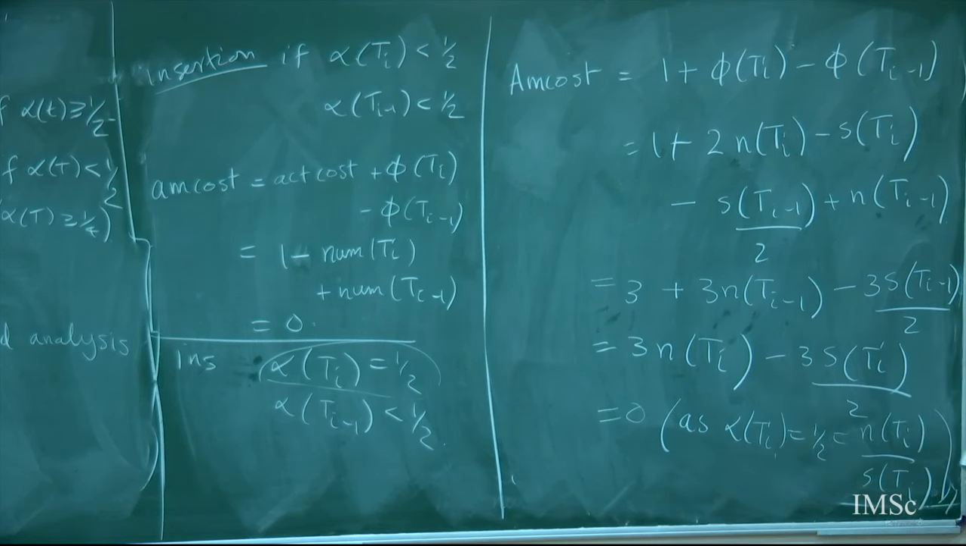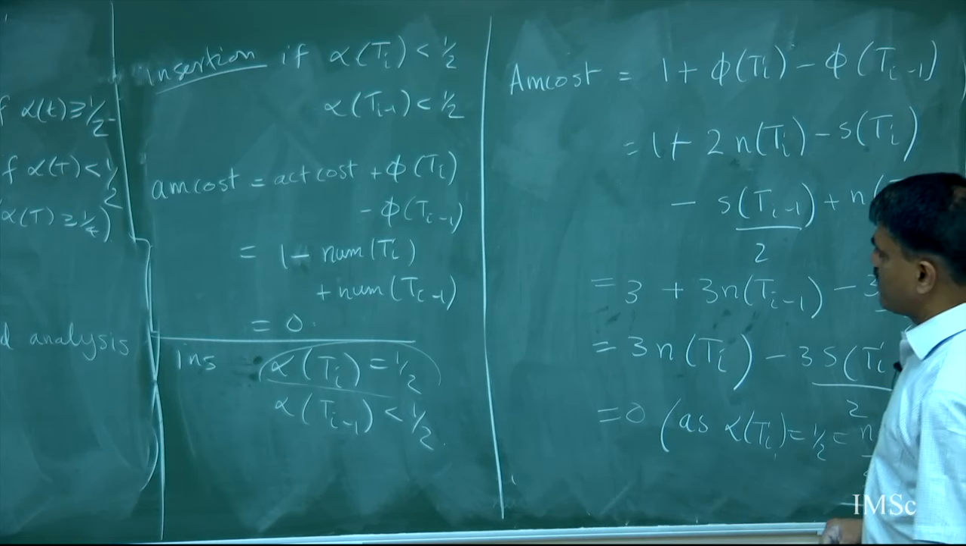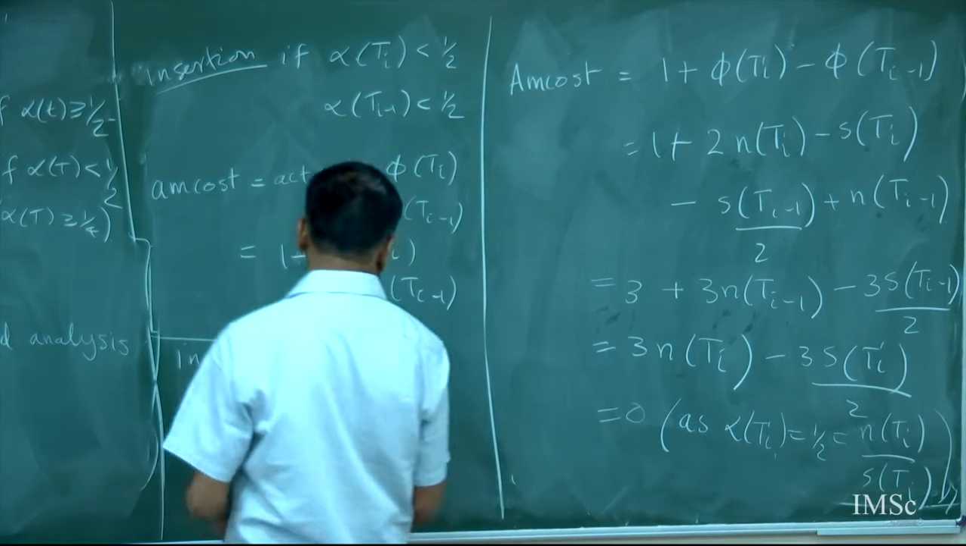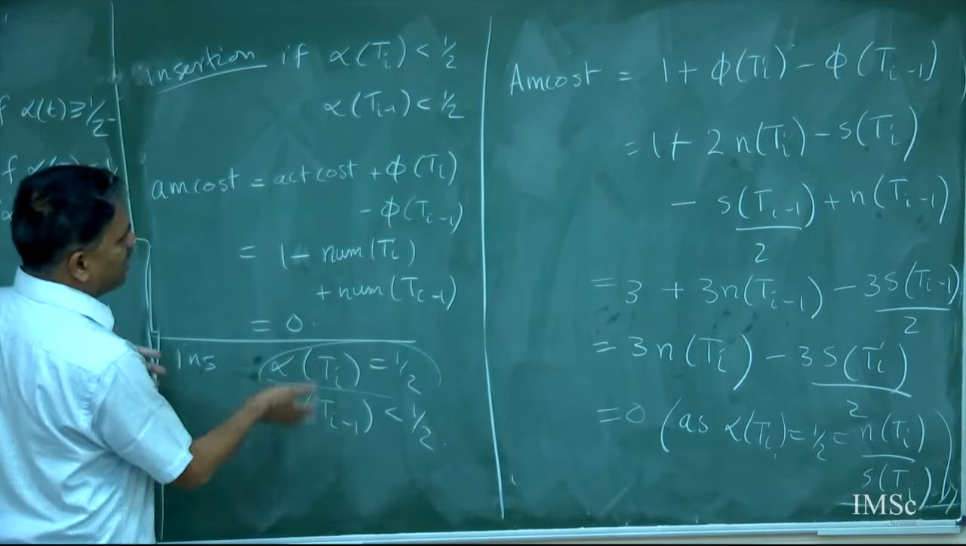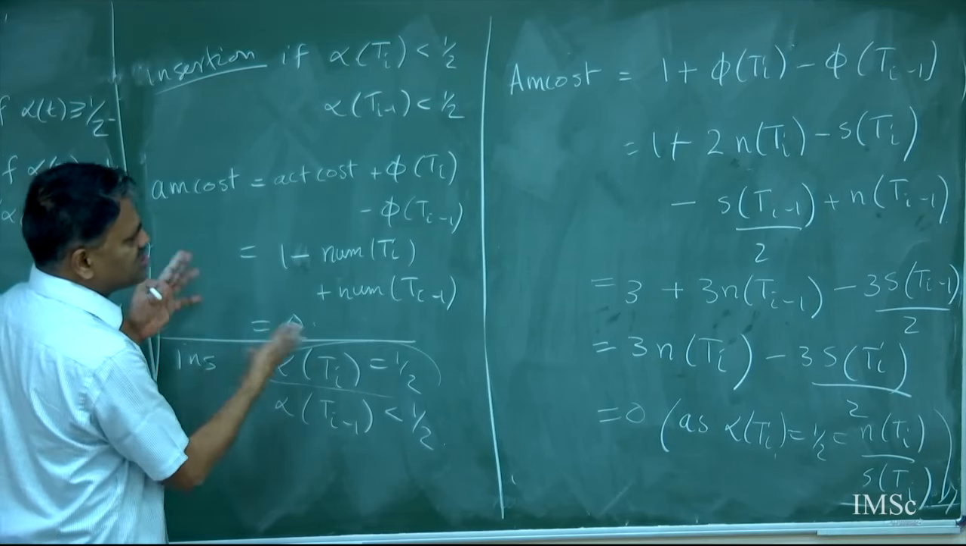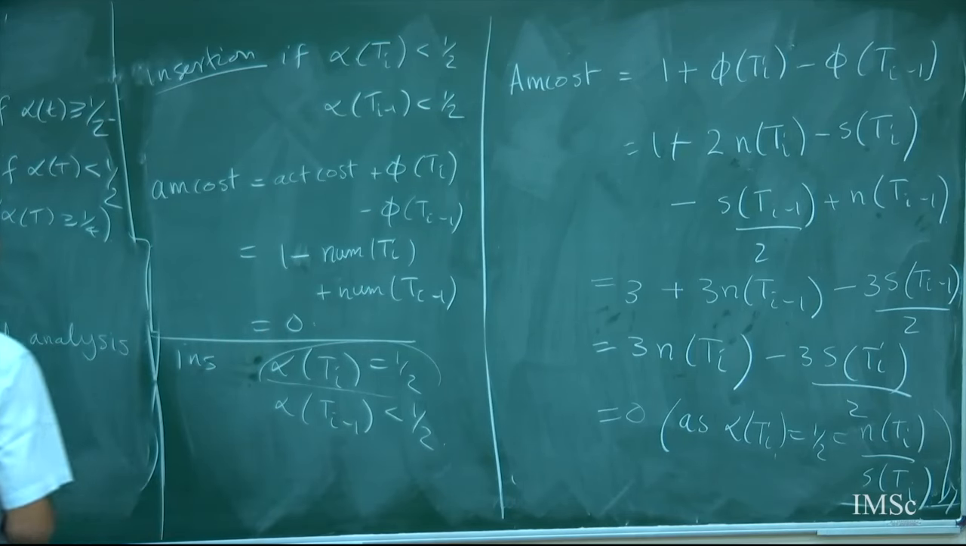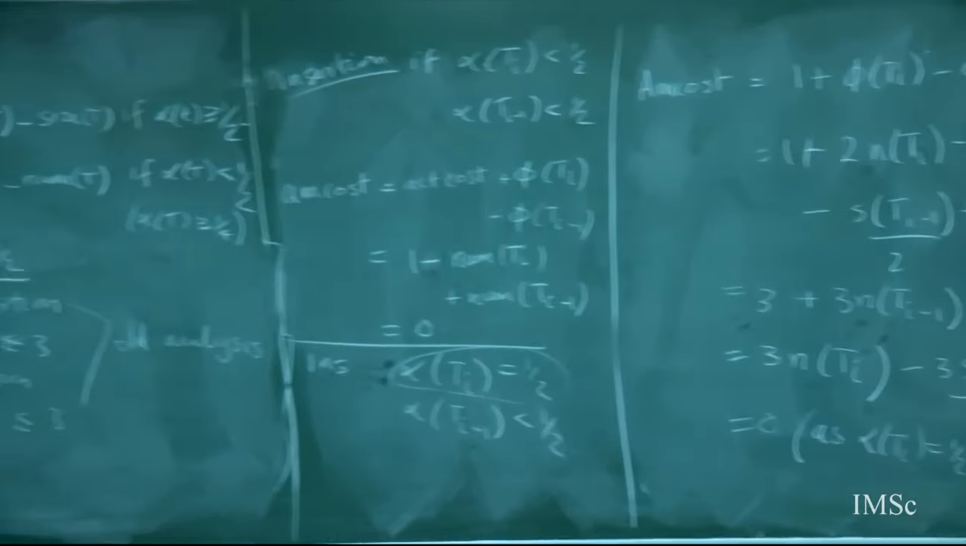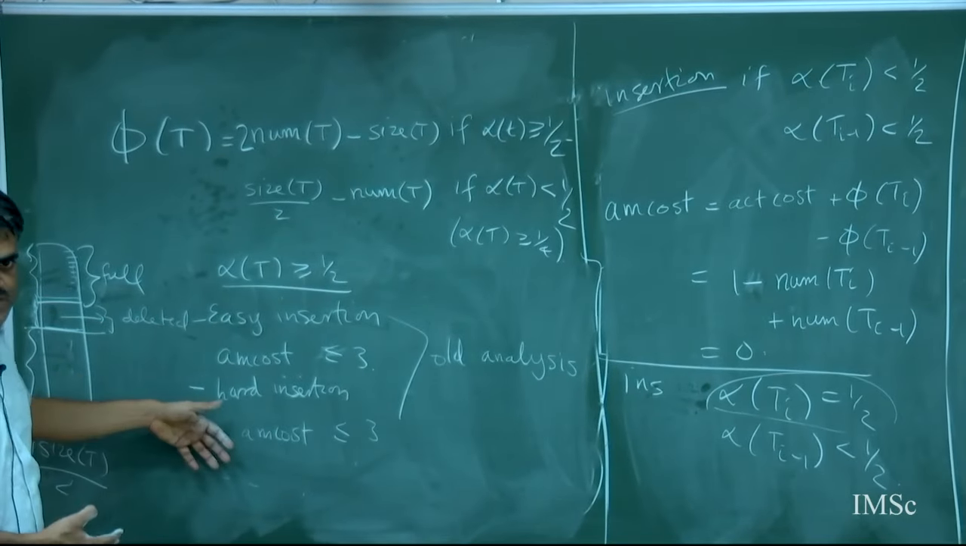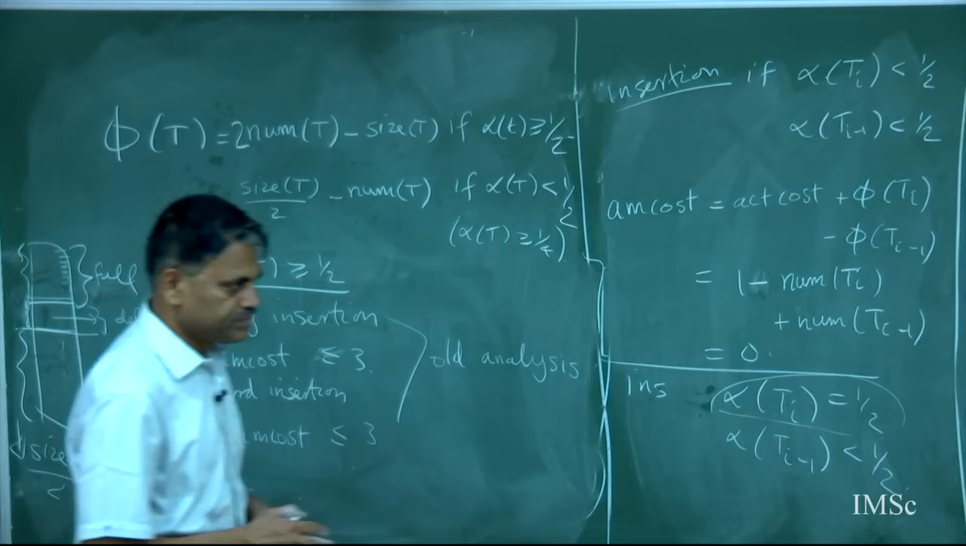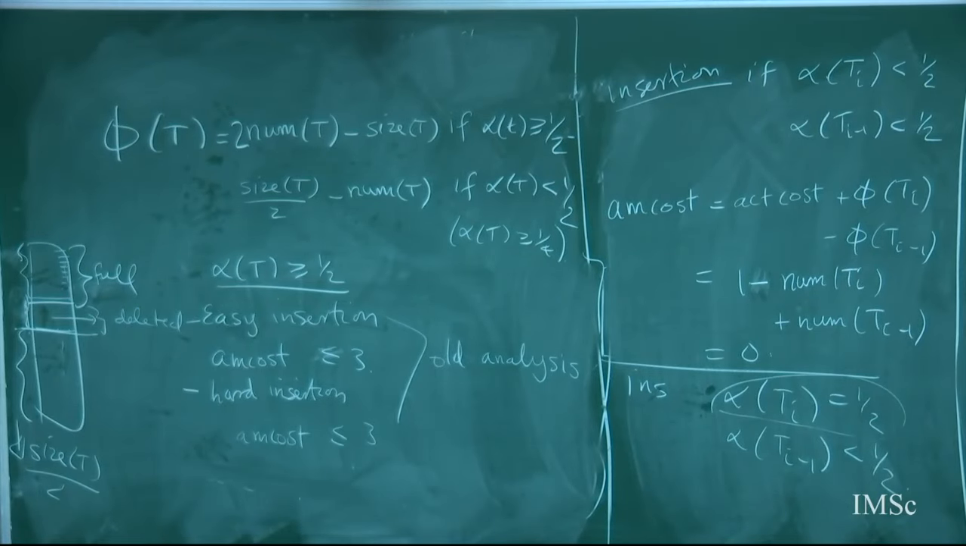So when in the less than or equal to half domain, when I am trying to insert, the amortized cost is really nothing. And in the greater than or equal to half domain, it's a little more analysis, but it's still again at most 3. Okay, so now let's just do deletion. I'll do one case and then we will stop because it's just more calculations.